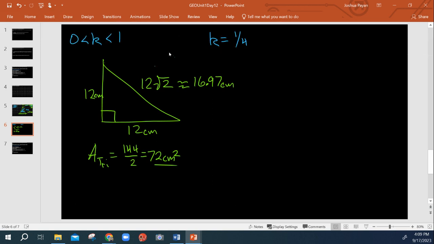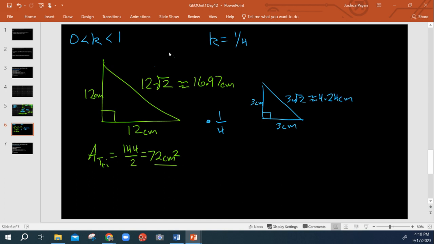So we're dilating by a scalar of 1/4, or 0.25. So we know we're going to get smaller, and we're going to get significantly smaller. So 12 times 1/4 is 3. So that side becomes 3 centimeters. Likewise for this other leg here, which means my hypotenuse is now 3 square root of 2, which is about 4.24 centimeters.